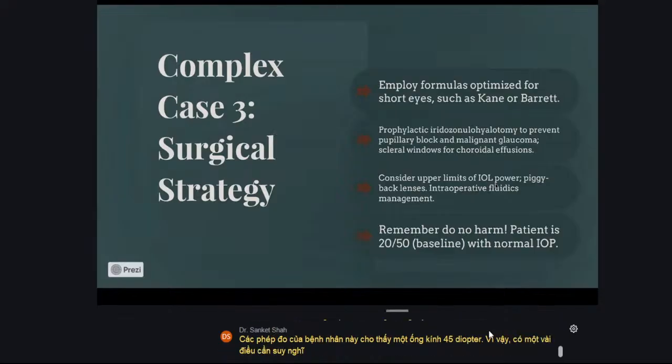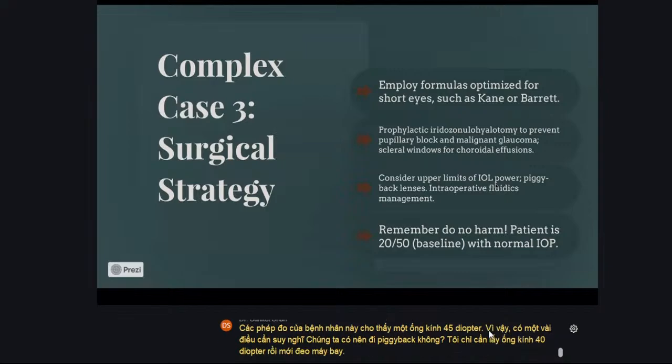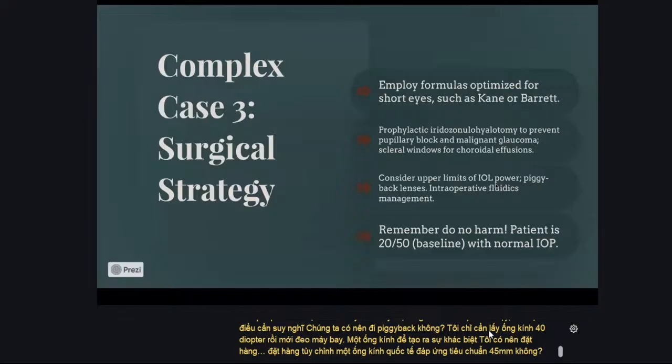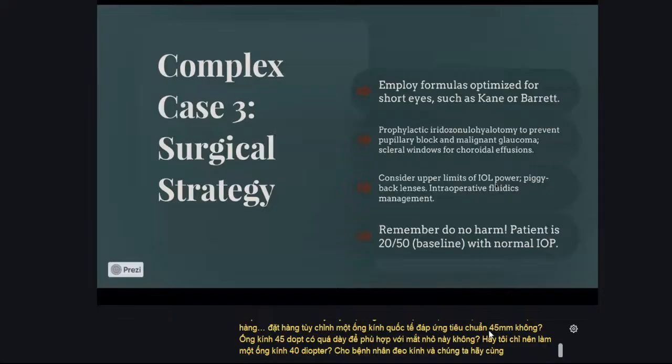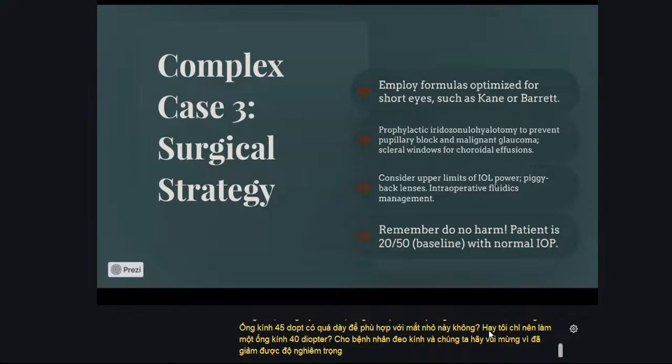Should we do a piggyback? Should I just get a 40 diopter lens and then piggyback on a lens to make up the difference? Should I just custom order a lens internationally that meets the 45? Is the 45 diopter lens going to be too thick to fit in this small eye? Or should I just do a 40 diopter lens and have the patient use glasses, and let's be happy we've reduced the magnitude of the hyperopia almost 10 diopters.